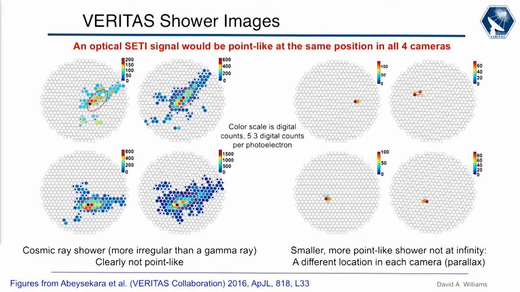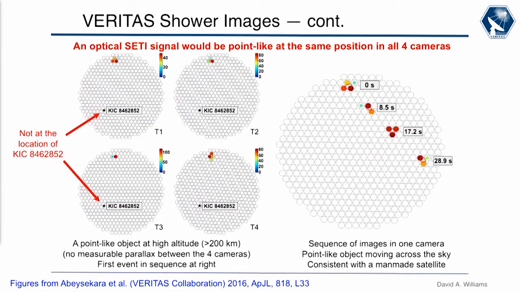This is an event that looks a little bit more point-like in each of the telescopes, but it's at a different position in each camera, again indicating it's at relatively low altitude. If we keep looking, we can find images that are point-like and that have the same position in both cameras.